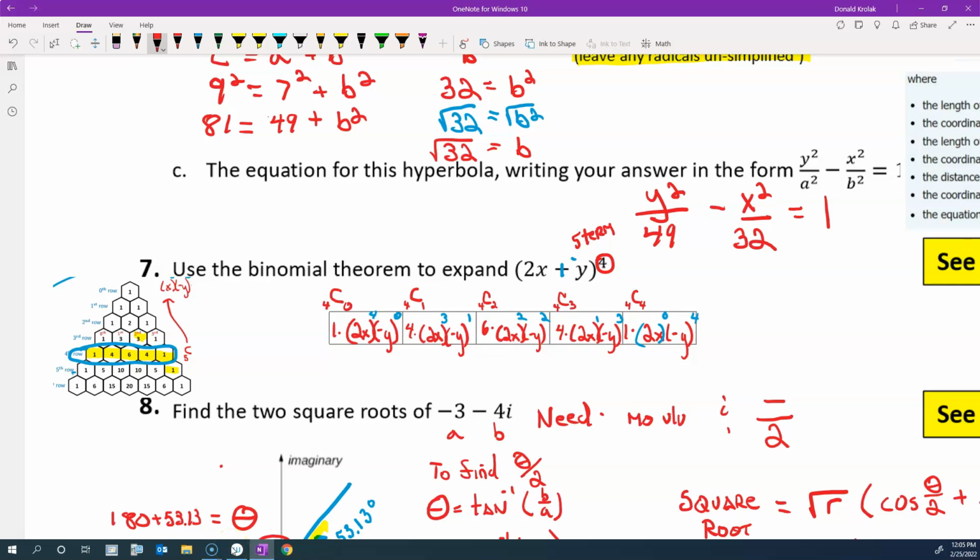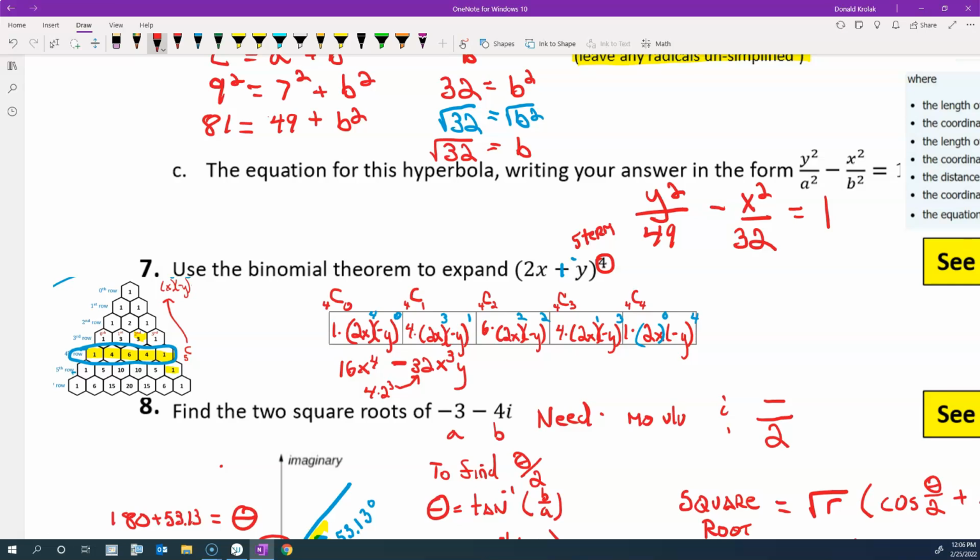So our first one, we're going to have 2 to the 4th, 2 times 2 times 2 times 2, that's 16x^4, negative y to the 0. Next one is going to be a minus because negative y to the first is a negative. And I'm going to have 4 times 2 to the third. 2 to the third is 8. 8 times 4, that's 32. So this is 4 times 2 to the third. And then I'm going to have x cubed y.